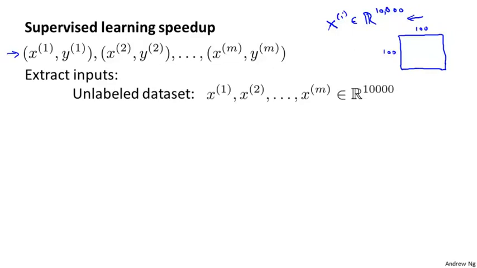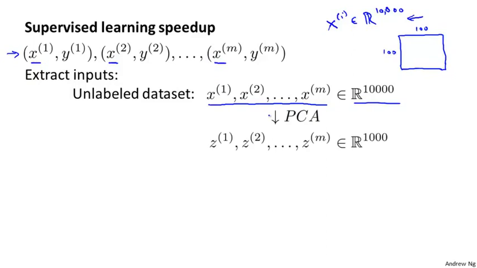We're going to first take our labeled training set and extract just the inputs. So we're just going to extract the x's and temporarily put aside the y's. This will now give us an unlabeled training set, x1 through xm, which are maybe 10,000 dimensional examples we have. Then we're going to apply PCA, and this will give me a reduced dimension representation of the data. So instead of 10,000 dimensional feature vectors, I now have maybe 1,000 dimensional feature vectors. So that's like a 10x savings.